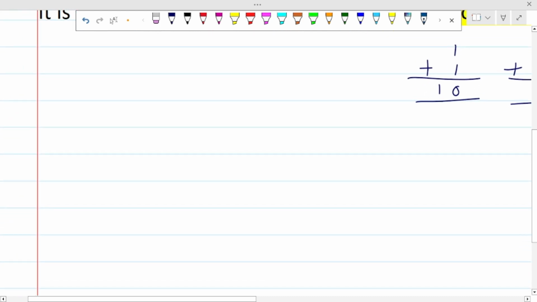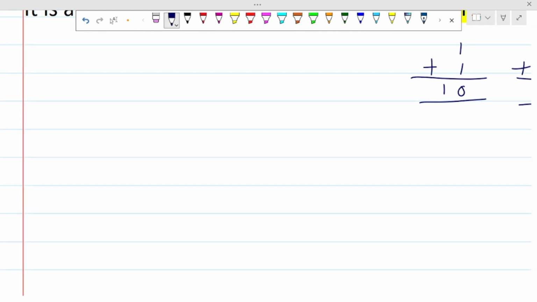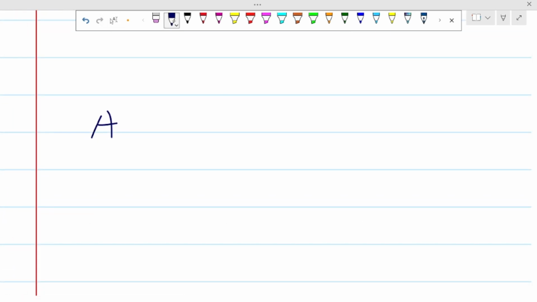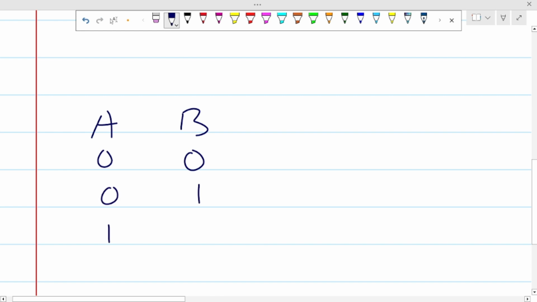So let's go. We have A and B. A and B are what we're going to add, which should be 0 0, 0 1, 1 0, or 1 1. These are the inputs. Then of course we have the outputs.